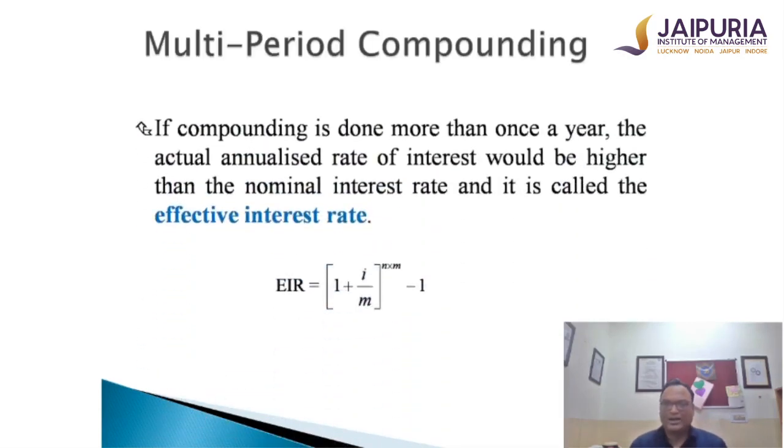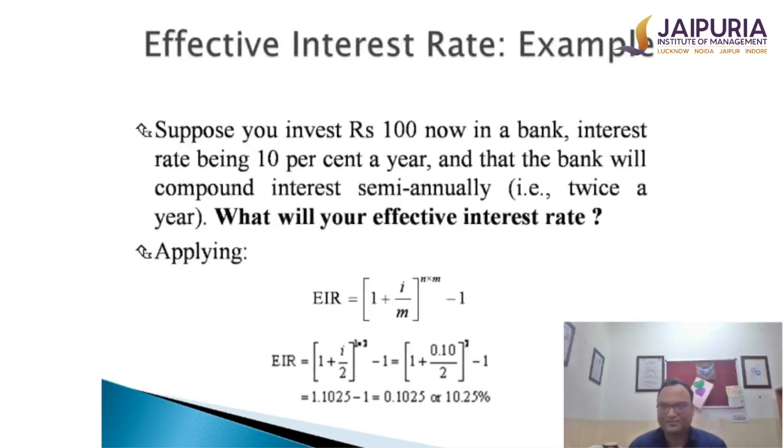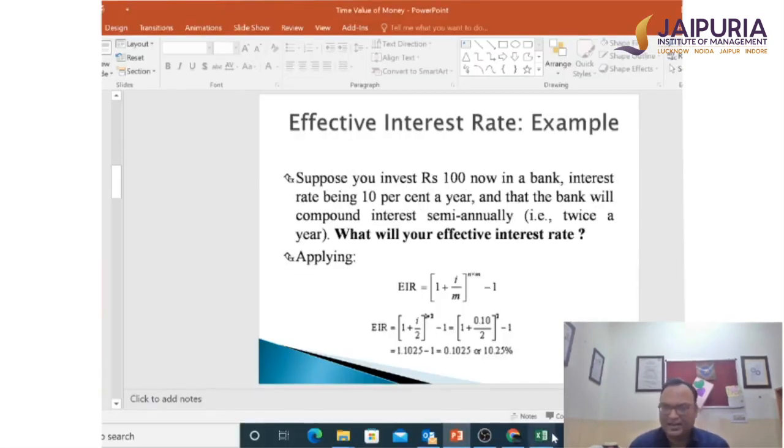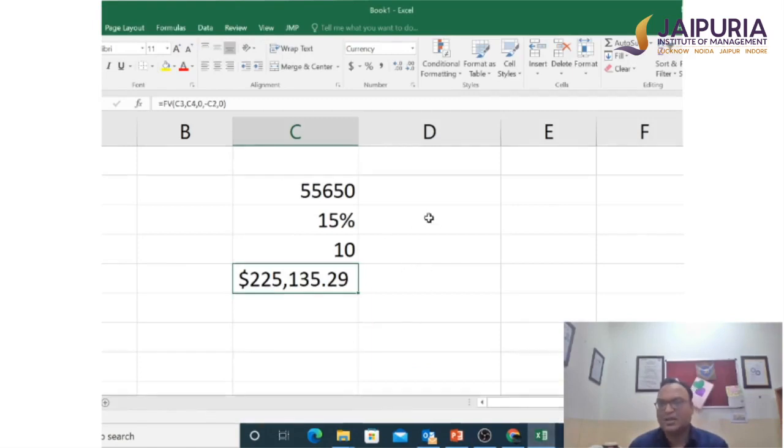So let me also take an example which is called multi-period compounding. Now what do you mean by multi-period compounding? In the example which I have taken right now, the compounding was happening once in a year. However, if the compounding is happening more than once in a year, it will have another concept which is called the effective interest rate and the nominal interest rate. So let me take an example for this, and I'll go with the Excel part here just to explain this.